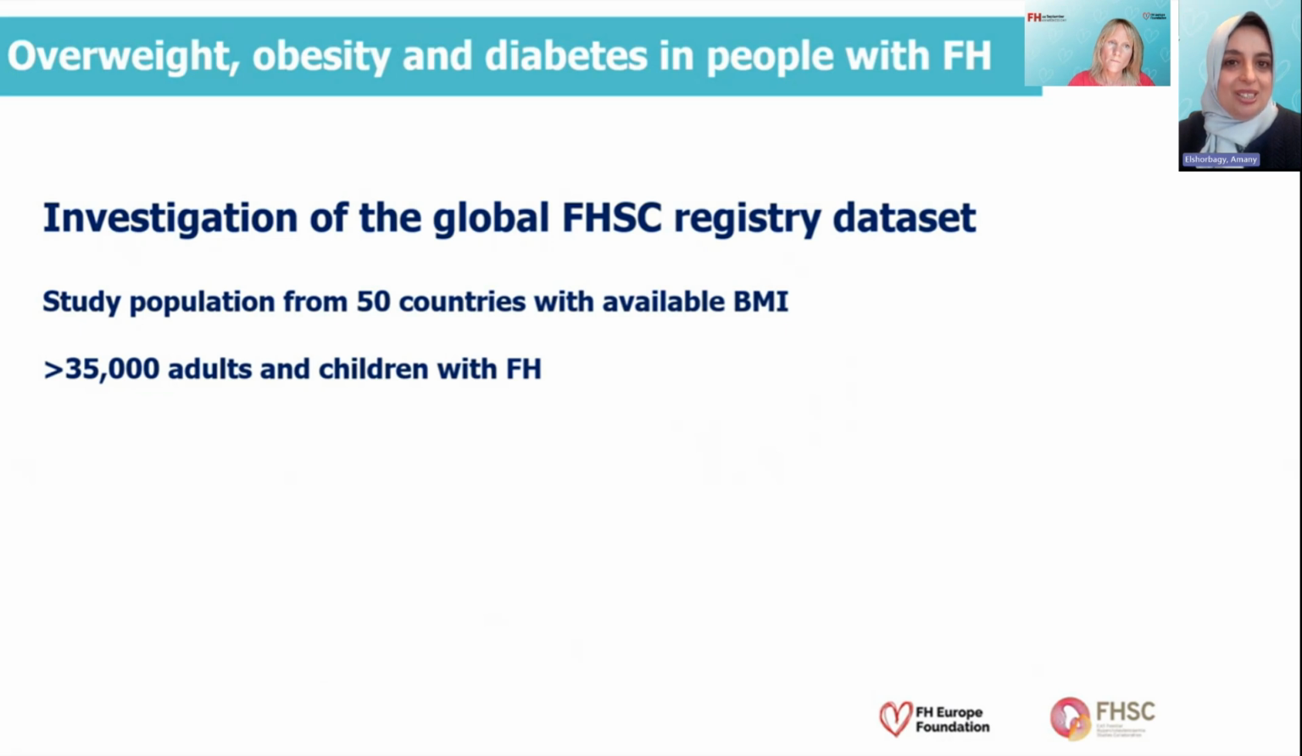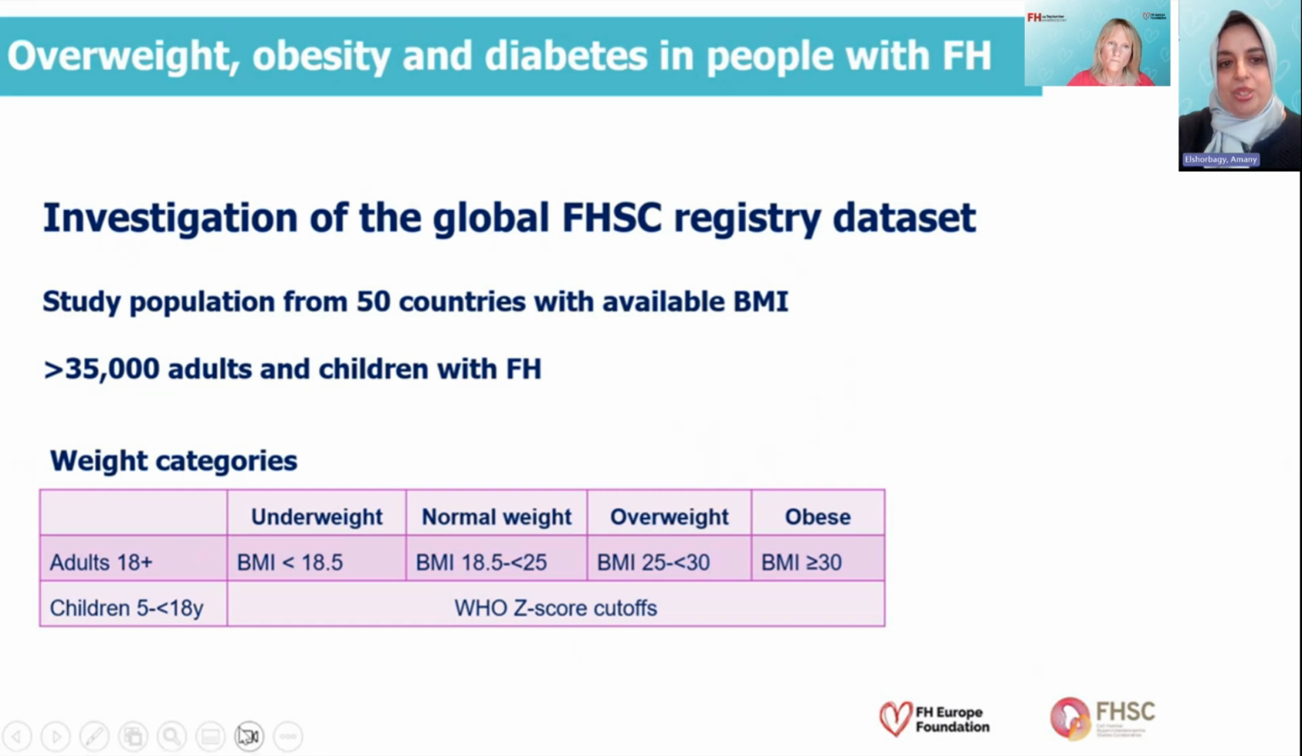We ran an investigation using data from this registry. Approximately half of the patients in the registry had data on their BMI, and this enabled us to ask the question, how common is obesity in patients with FH? We used, exactly as you would in the general population, the cutoffs that you would normally use for normal weight, overweight, and obese. And for children, because weight is age and sex specific, we used World Health Organization Z-score cutoffs to define normal weight, overweight, and obesity.